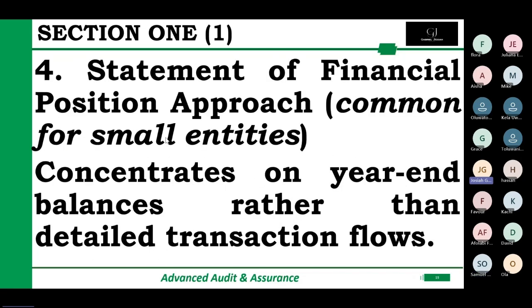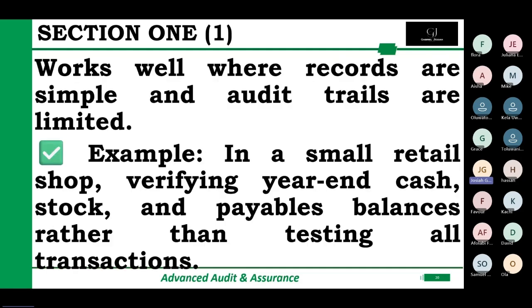Then the next one is the statement of financial position approach, which is commonly used for small entities, and it concentrates on year-end balances rather than detailed transaction flows, because small entities hardly have robust or heavy transactions. It works well where records are simple and audit trails are limited. So for example, in a small retail shop, verifying year-end cash by doing a cash count, or stock by doing a stock count, and payable balances, rather than testing all the transactions, will suffice for a statement of financial position approach.